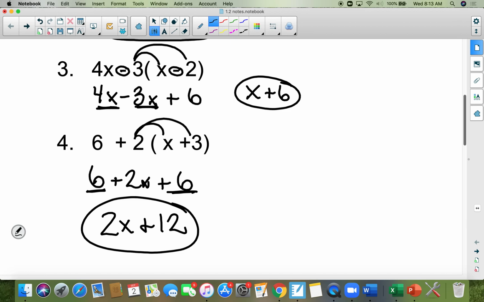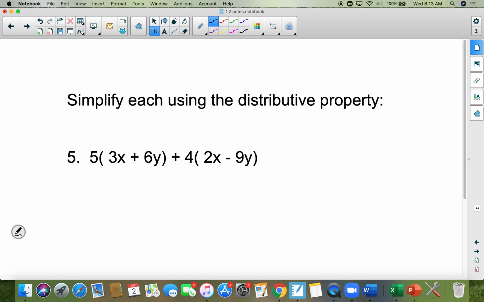New smart board, trying to get used to it. That's supposed to be a plus sign, not an and sign. Sorry about that. And then I think we're on the last page.